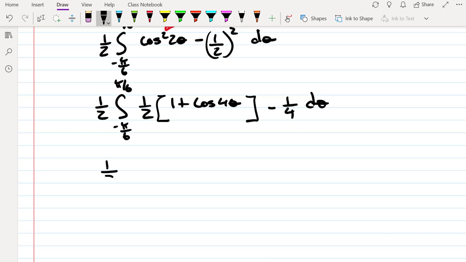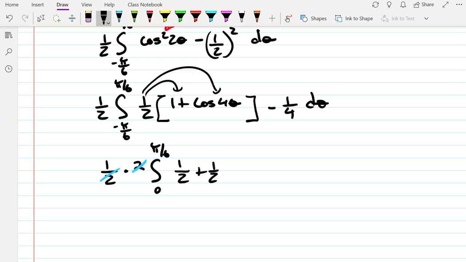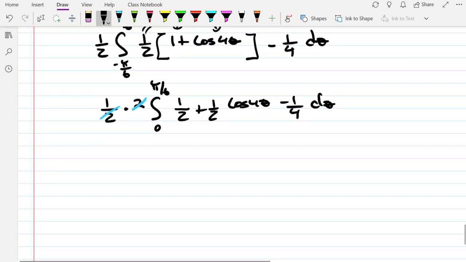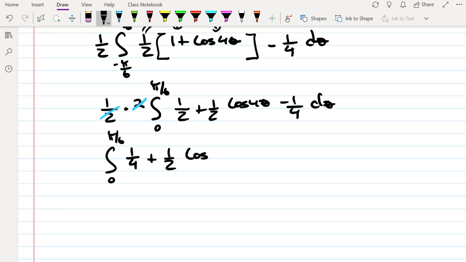So we have 1/2, and both of these are even functions, so we multiply by 2 and go from 0 to pi over 6. These factors on the outside cancel, and if we distribute into our parentheses, we get 1/2 plus 1/2 cosine 4 theta minus 1/4 d theta. Collecting like terms, a half take away a fourth is a fourth, so the integral from 0 to pi over 6 of 1/4 plus 1/2 cosine of 4 theta d theta.